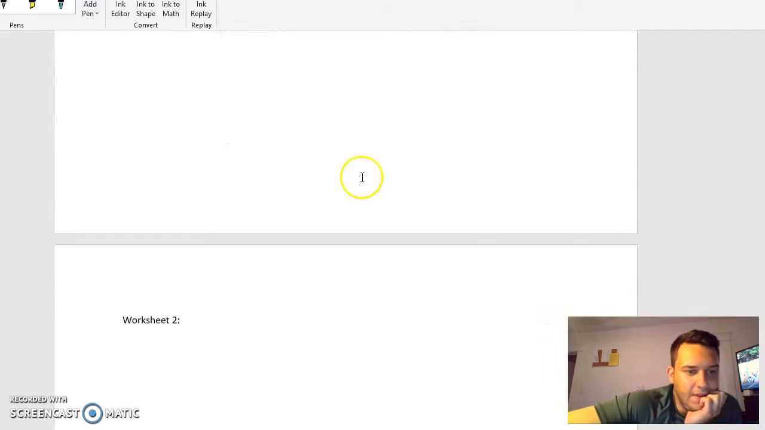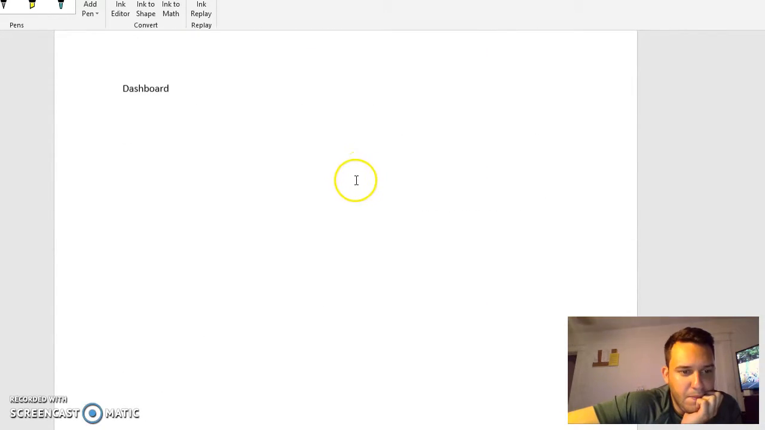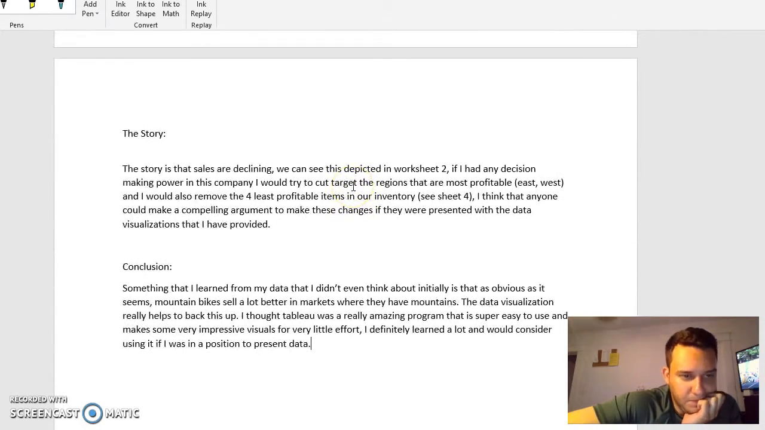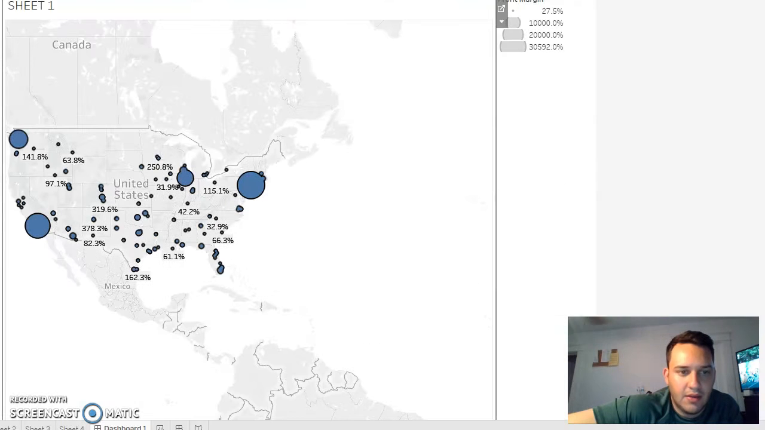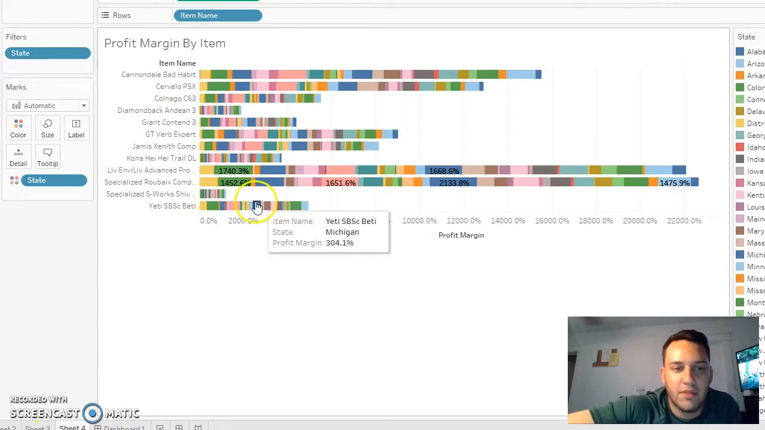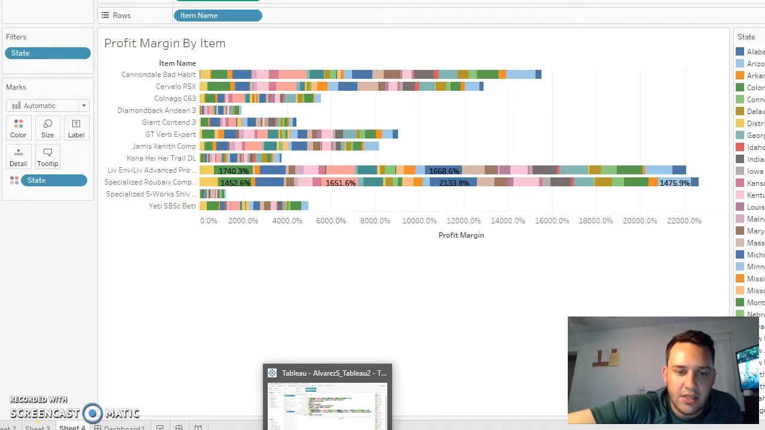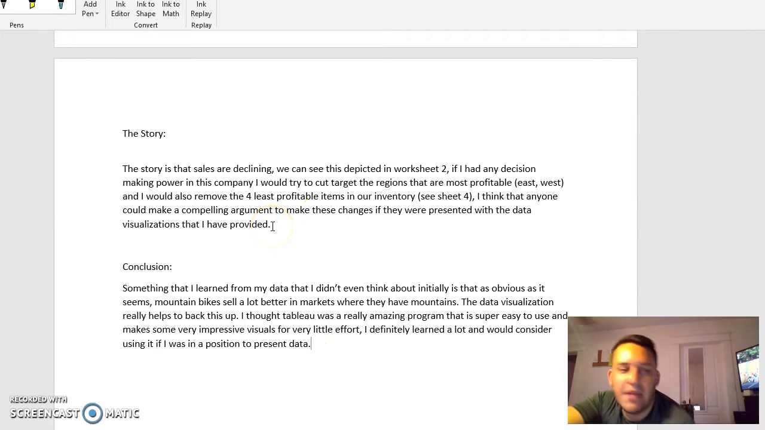So, my analysis story. Sorry, I don't have a printer here, so I have to pull it up here. Pretty much what we're seeing is that obviously sales are declining. You have some really good markets, places that are super profitable, but it's very clear that you have places that are struggling. And again, you have items that are doing very well and some that are clearly struggling. That's really the meat and potatoes of it.